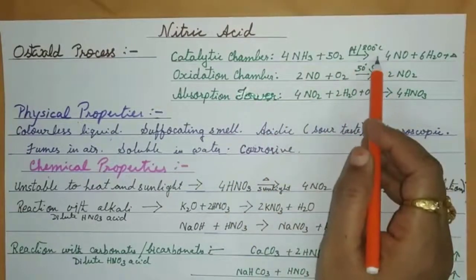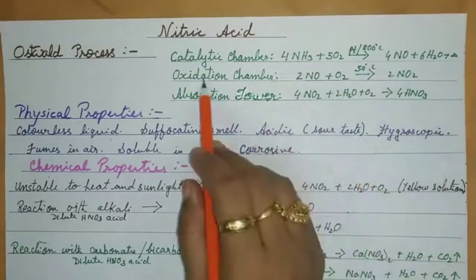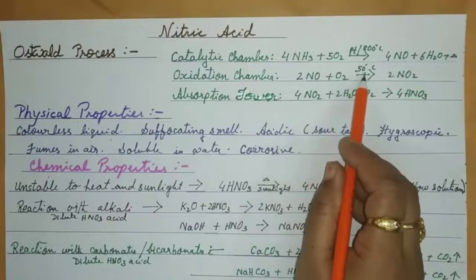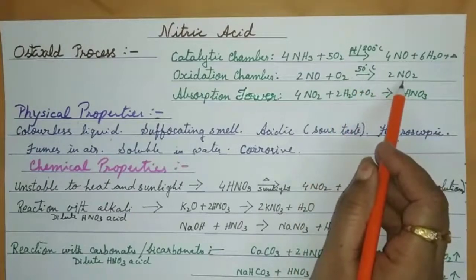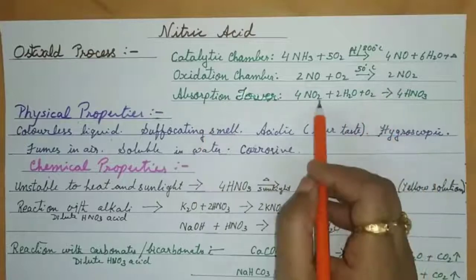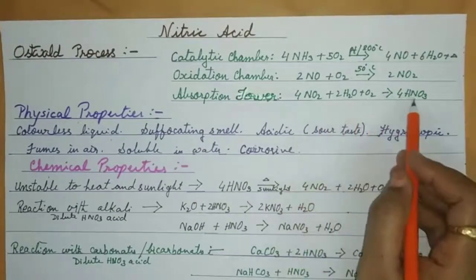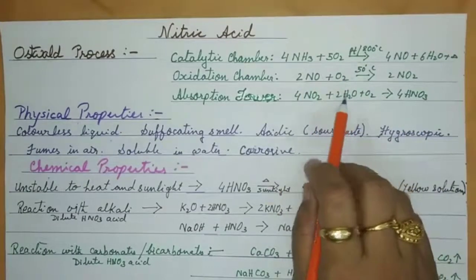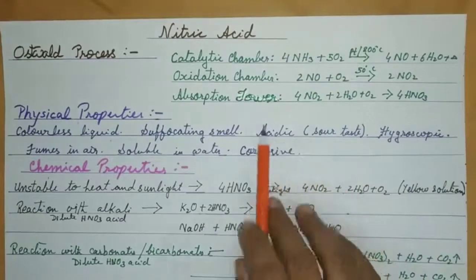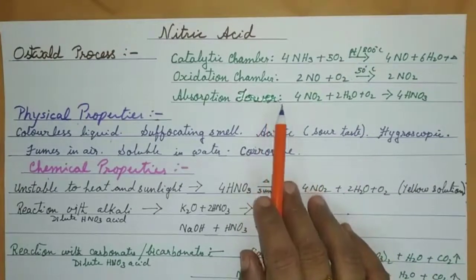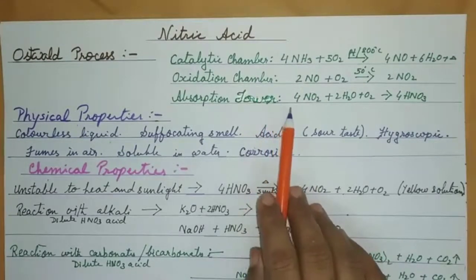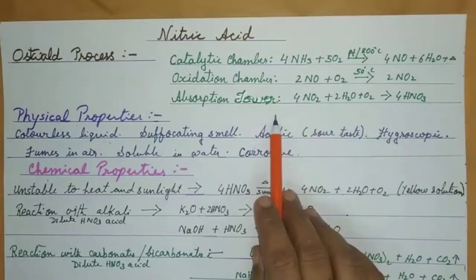Next, the temperature is reduced and it is passed to the oxidation chamber, where nitrogen monoxide, that is nitric oxide, and oxygen at some 50 degrees Celsius give you nitrogen dioxide. And in the absorption tower, this nitrogen dioxide with water and oxygen gives you nitric acid. So oxygen is used in all the three, therefore the ratio is 1:10. This absorption tower is filled with quartz packed in layers because quartz is acid resistant and it helps in the dissolution of nitrogen dioxide in water.